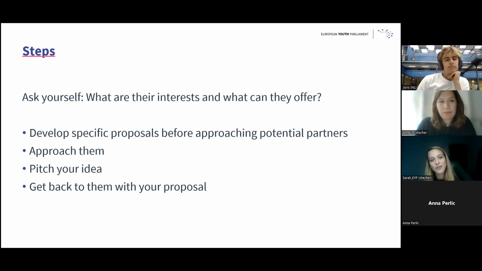Then, of course, the very obvious second step: approach them. This can depend on where you find the contact. Is it from perhaps a stakeholder from the EYP network? Can they give you a phone number and a reference so that you can directly contact them? Of course, that's preferable to cold contact, chasing and calling the number that you find on the website. It's always better to have a direct, personal line, or even an introduction.